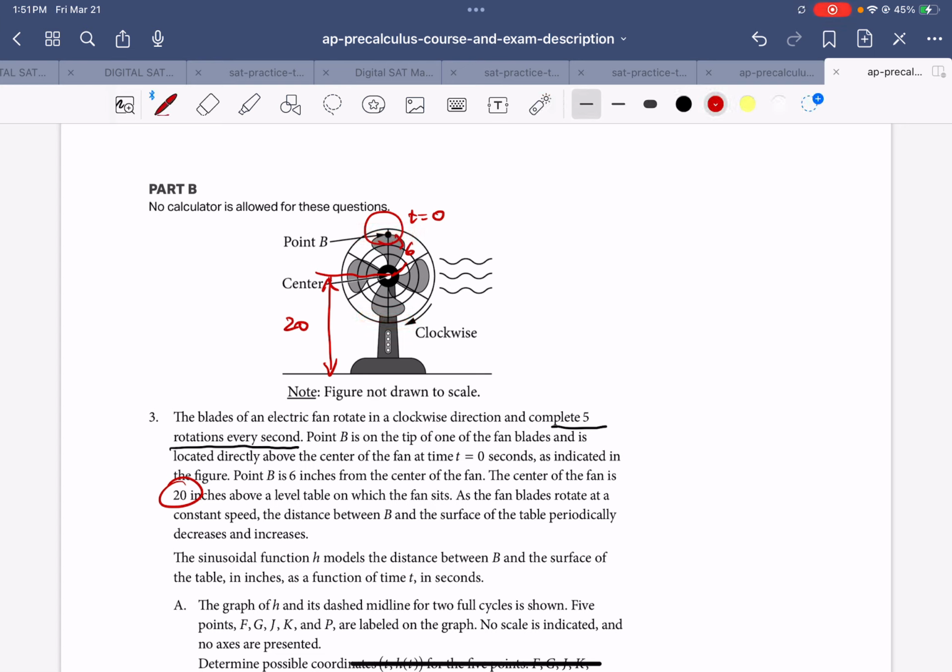And as the fan blades rotate at a constant speed, the distance between point B and the surface of the table periodically decreases and increases. So that tells you it's a sinusoidal function. That sinusoidal function H models the distance between B and the surface of the table in inches as a function of time in seconds.